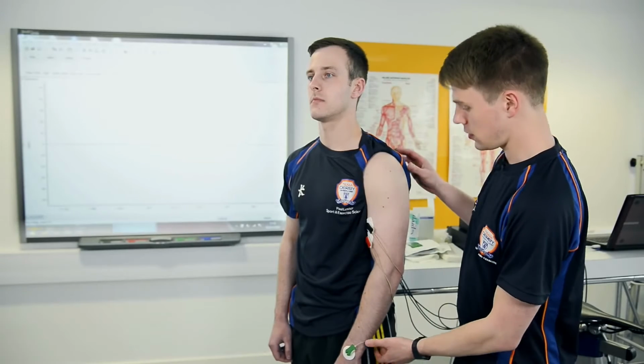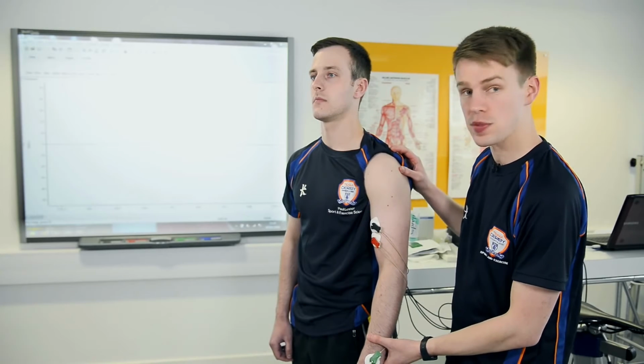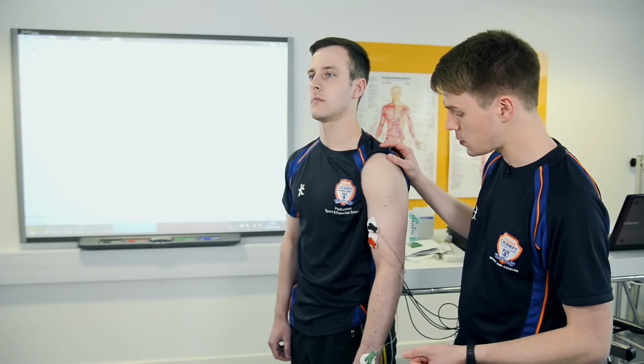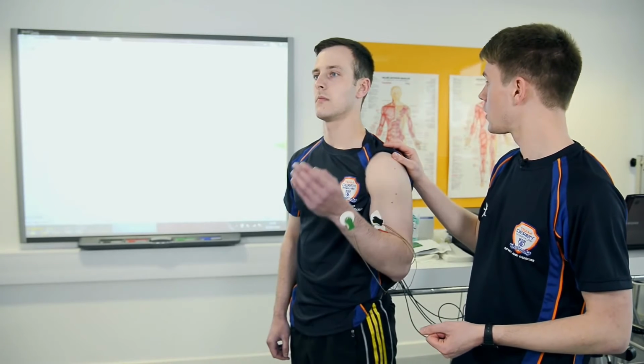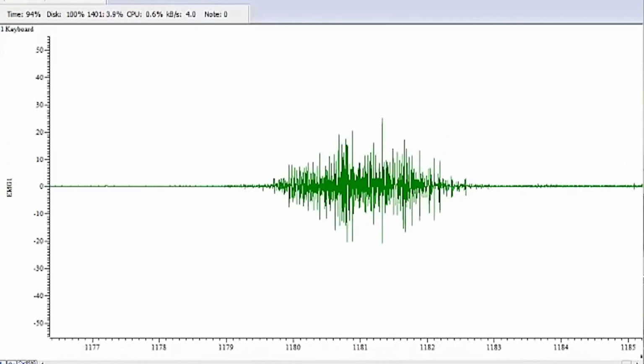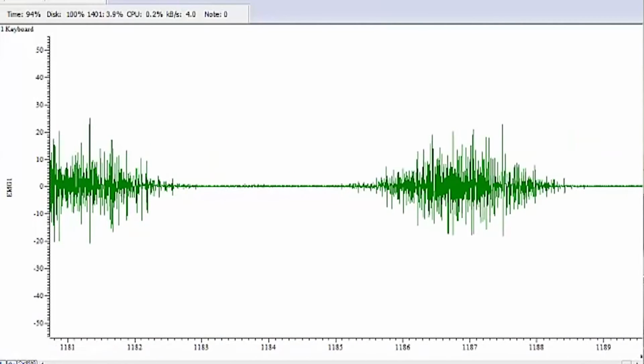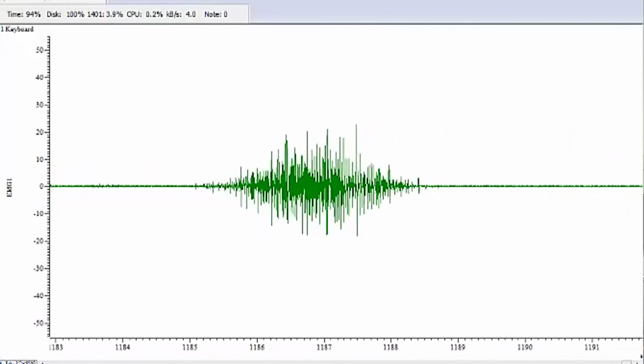Here on the screen, I'm showing Paul's biceps EMG. At the moment, the line is flat, and that shows that his arm is relaxed and no motor units are firing. However, as soon as Paul makes a movement with his arm, you can see that an EMG trace appears. This shows that motor units are firing in order to generate that force.